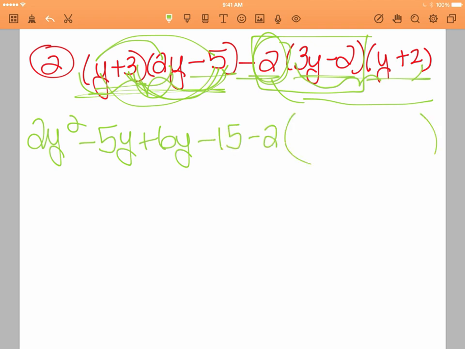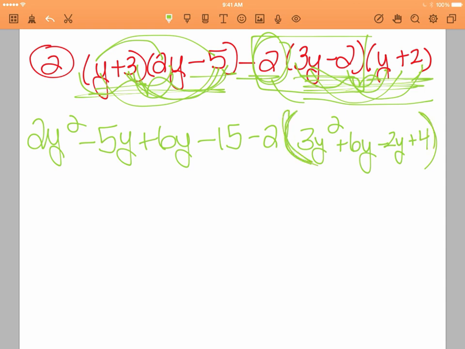Minus 2. And then when I FOIL the last group, 3y times y is 3y squared. 3y times 2 is 6y. Negative 2 times y is negative 2y. And negative 2 times 2 is plus 4. Notice that this parentheses is very important, so that way this negative 2 in front gets distributed into this parentheses. It is not going to be combined with the numbers before it, so that is not going to happen.